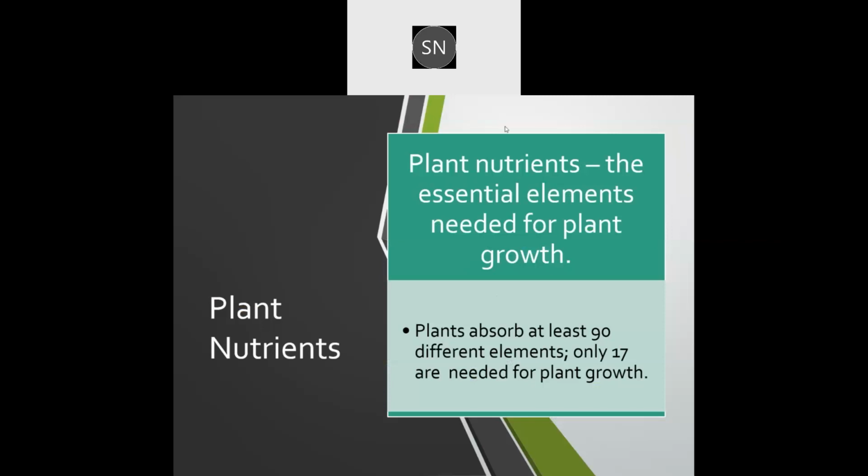Plant nutrients. So what are plant nutrients? The definition for plant nutrients is the essential elements needed for plant growth. That's all. If a question comes out asking you to define plant nutrients, they are essential elements. What's the function of it? To enhance plant growth, to boost plant growth, or it is needed for plant growth. In the world, in total, we have 90 elements and plants only need 17 for their growth.